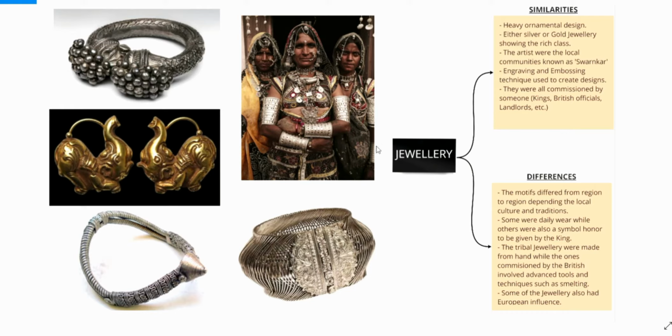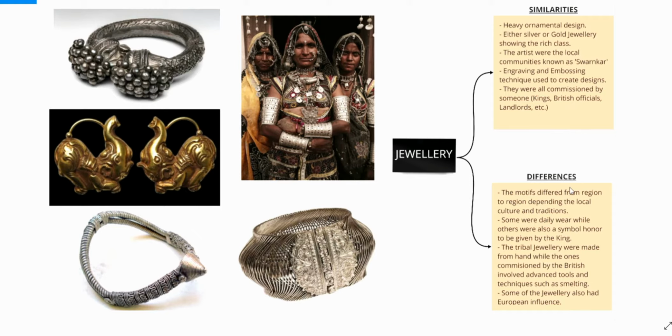The artists were the local communities known as Swarnkar. There were different techniques such as engraving and embossing used to create designs. Like in this one it was the engraving technique, and in this gold jewelry it is the embossing technique. They were all commissioned by someone, either kings, British officials or landlords, someone who was rich enough to afford them.